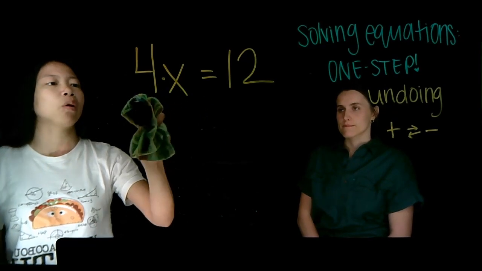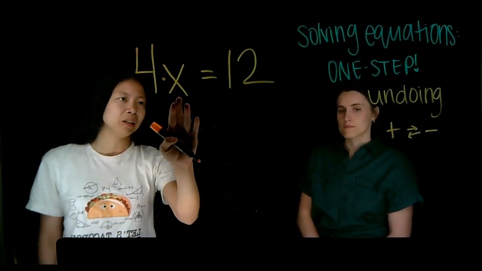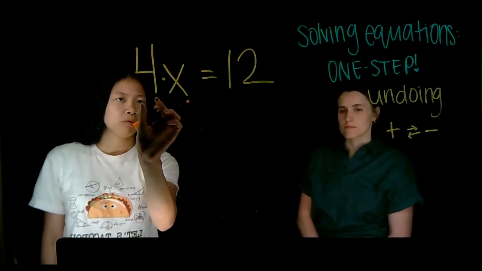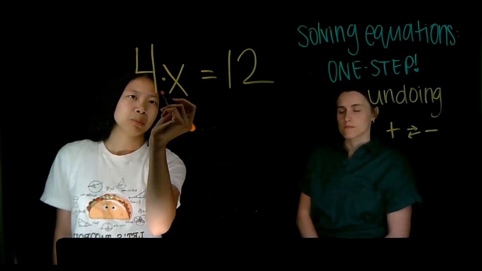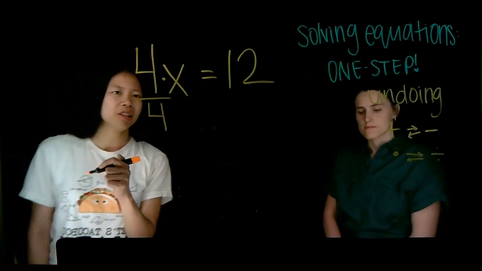So this is actually 4 times x equals 12, or 4 times some number is 12. We don't know what x is, but we know it's being multiplied by 4. To undo a times 4, we're going to divide, because multiplication and division undo each other.